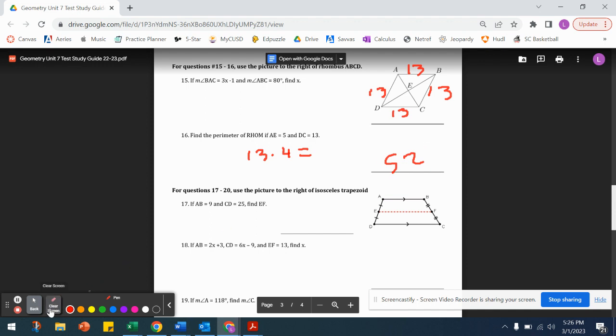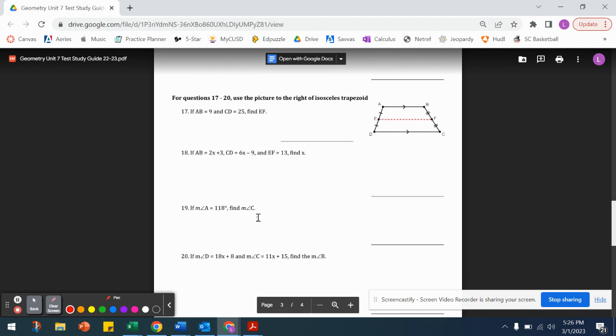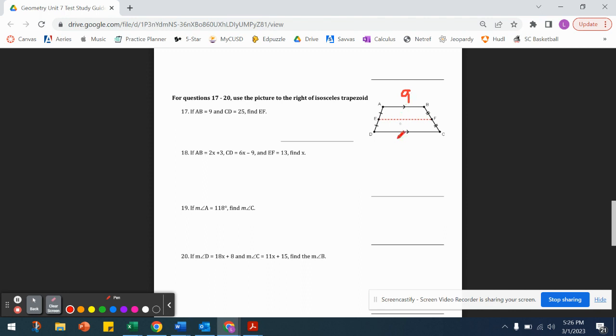Following one, it says that this is an isosceles trapezoid. So with an isosceles trapezoid, if you take the top, which is 9, and the bottom, which is 25, you add them together, so 9 plus 25, then divide by 2, that's going to equal that middle line. So 25 plus 9 divided by 2 means that middle line is going to be 17.